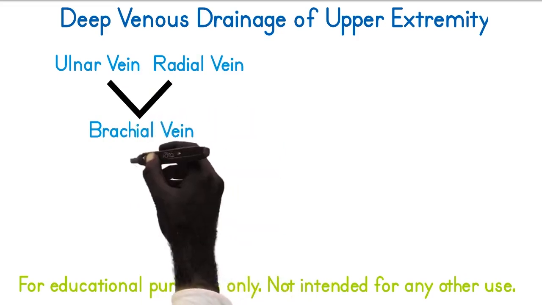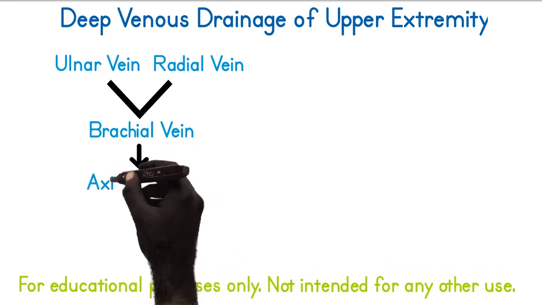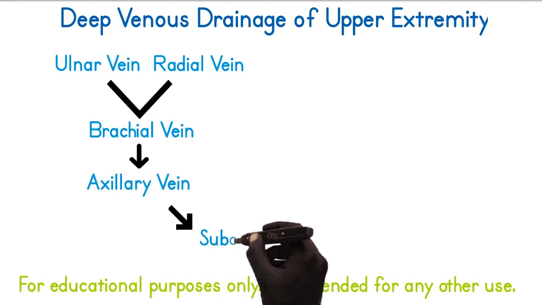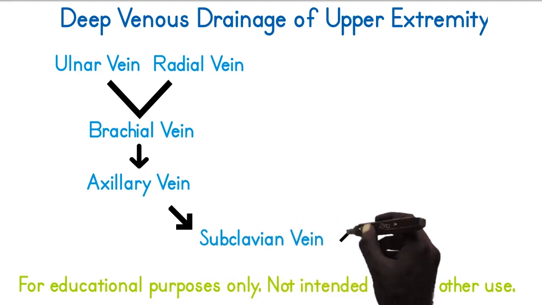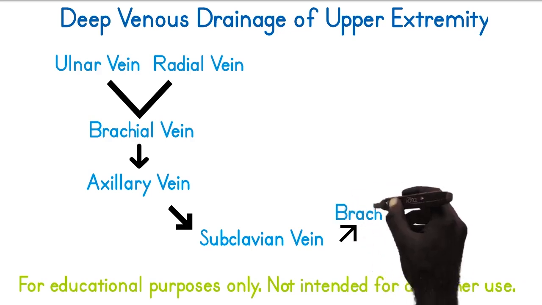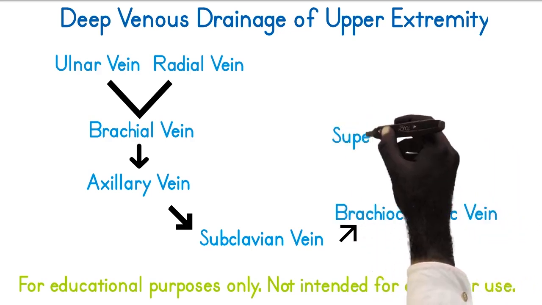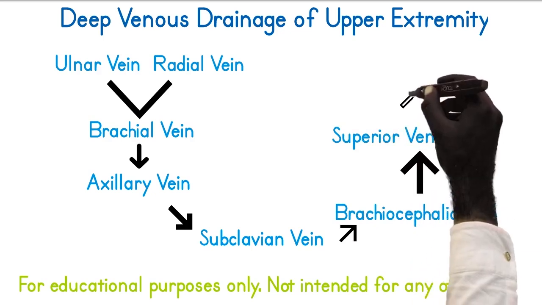Brachial vein then continues and becomes the axillary vein. The axillary vein then becomes the subclavian vein. The subclavian vein then becomes part of the brachiocephalic vein. Brachiocephalic vein continues to become superior vena cava. Superior vena cava then enters the right atrium of the heart.